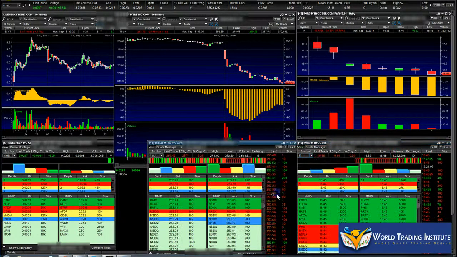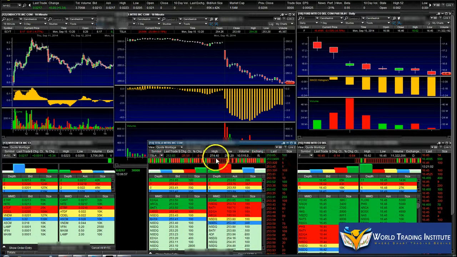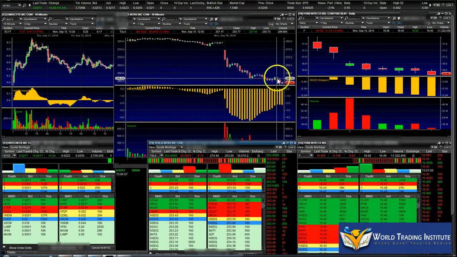For Tesla, it's not the high of the day because the high is 274.40. However, I want to capture our profits. So what we're going to do is, like I stated, put our stop order above this green bar right here.